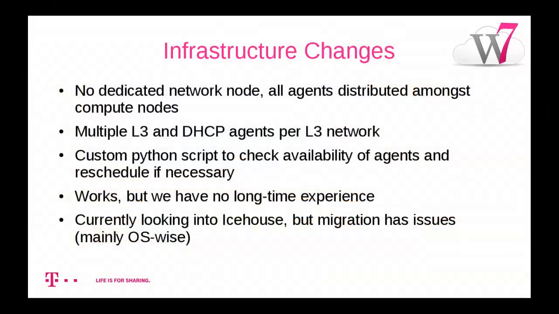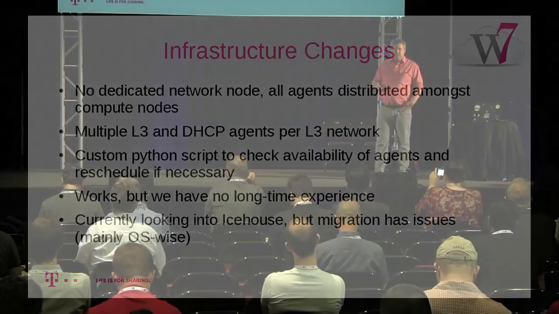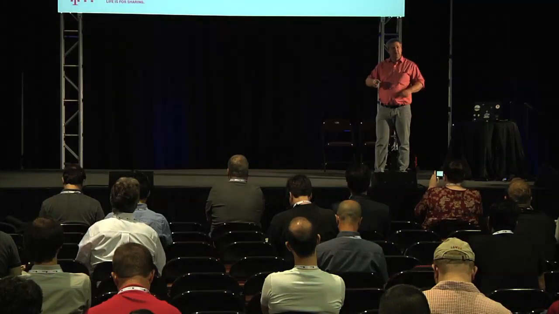So going from Folsom to Havana and from Nova Network to Neutron brought a few infrastructure changes that were sometimes difficult to master. The first one is there's no more dedicated network nodes, so we have all the DHCP and L3 agent distributed amongst our compute nodes. So we're trying to balance system utilization by having them provide compute power on one side and the networking functionality on the other side.